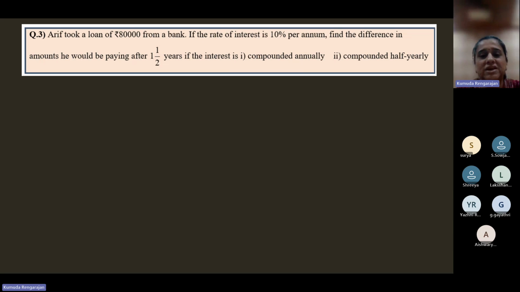Now, what is the amount he has to pay the bank if the interest is compounded annually? That's the first subdivision. What is the amount he has to return if the interest is compounded half yearly? And finally, you should find the difference in these two amounts. Right?